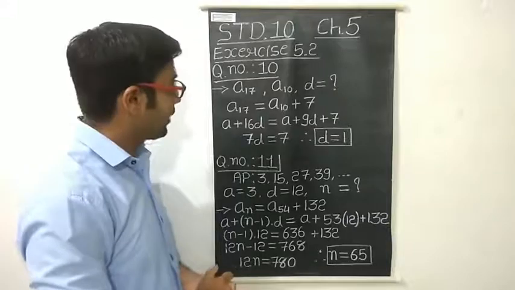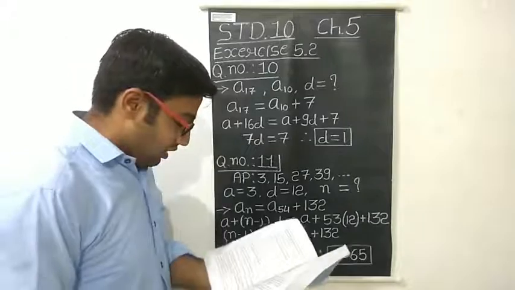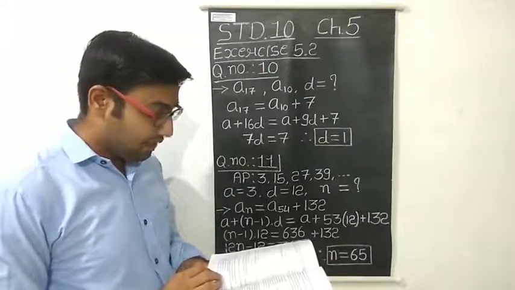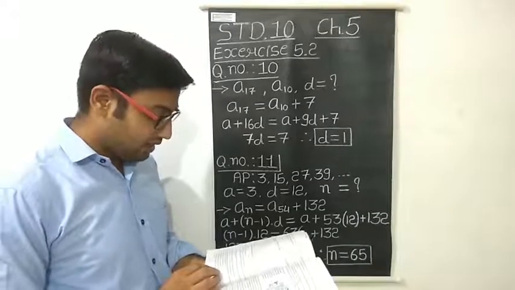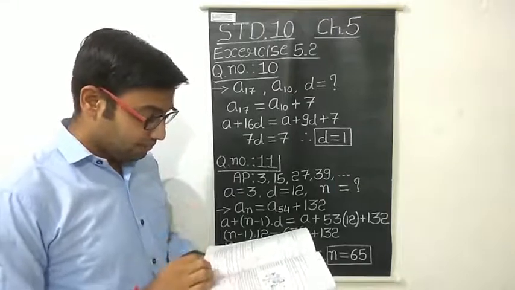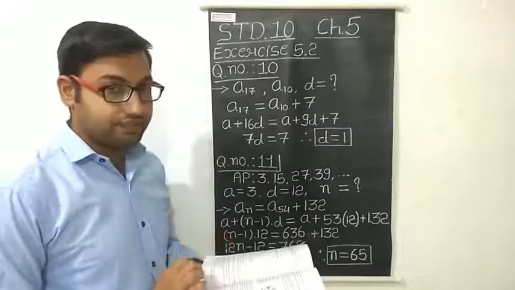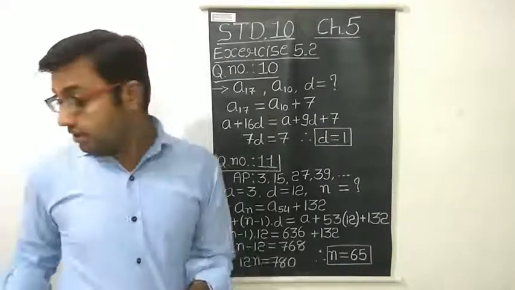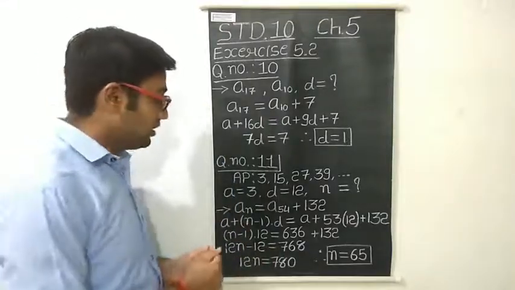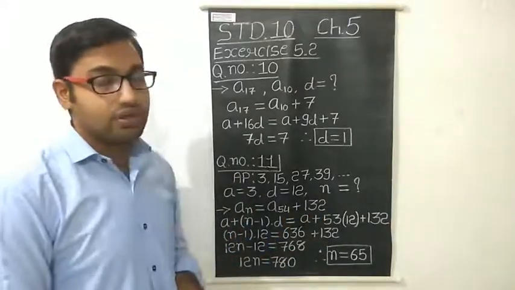Okay. Now let us study question number 11. And what is the question? The question is: which term of the AP 3, 15, 27, 39 will be 132 more than its 54th term? So in this case, we have to find the term number, which is 132 more than its 54th term.